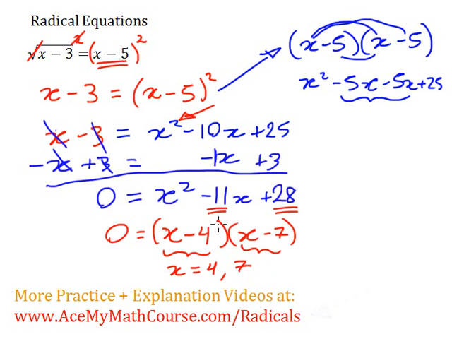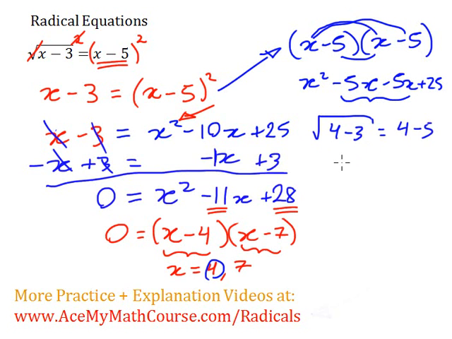Okay, so now, do we have two solutions? We're going to need to check both. Let's plug them both back into the equation. First, let's try the 4. So I have the square root of 4 minus 3 equals 4 minus 5. Let's see if this works. Sorry, that's the square root. I don't think I said the square root.